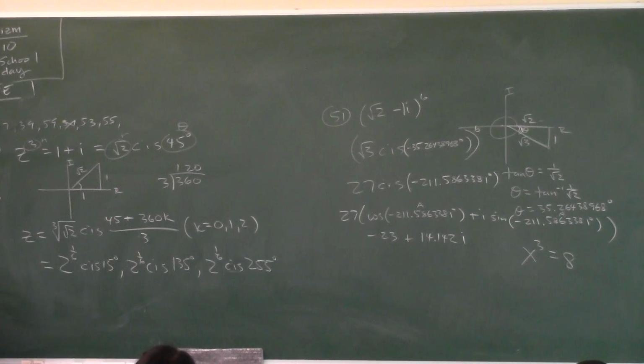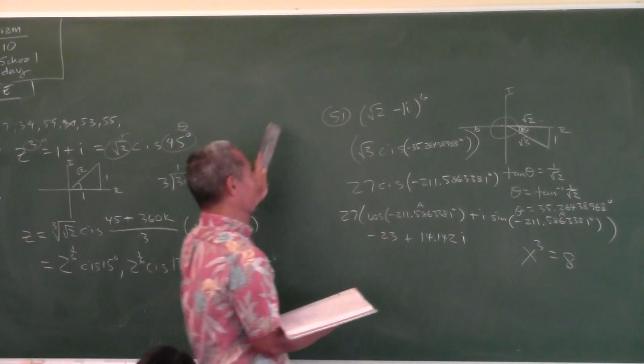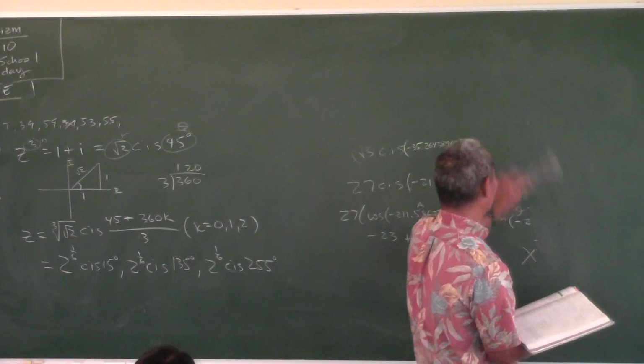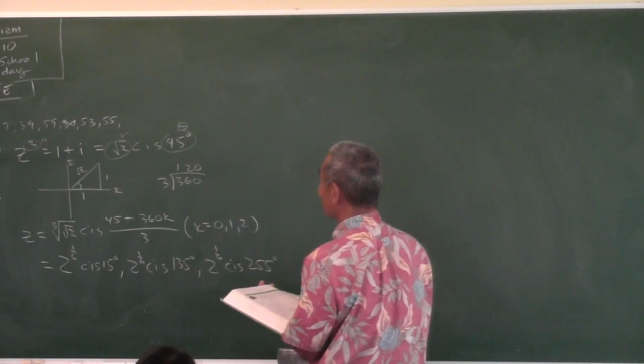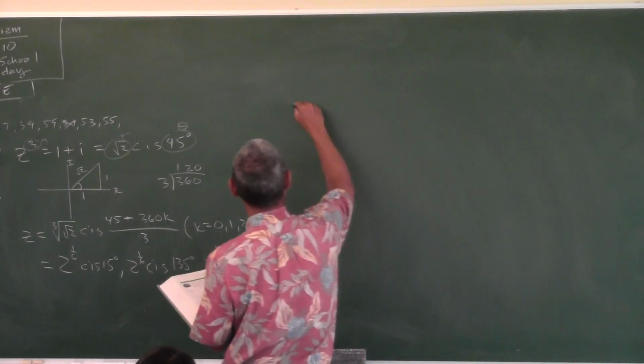And do they want you to change it back? It says leave your answers in polar form, so just leave it like that, and the argument in degrees. See, they don't even want radians. Okay, let's just do a couple more, and then you can see how it works. See, because you can really do this really quickly if you know what you're doing.